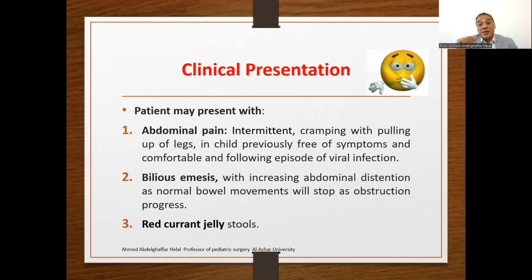There may be bilious emesis, yes, with increasing abdominal distension, and the normal bowel movement will stop as the obstruction progresses. Intussusception is one of the causes of acute bowel obstruction. The intussuscepted mass will obstruct the lumen and will cause intestinal obstruction. And lately, the child may present with what is called red currant jelly stool, which indicates that there is bleeding and sloughed mucosa.